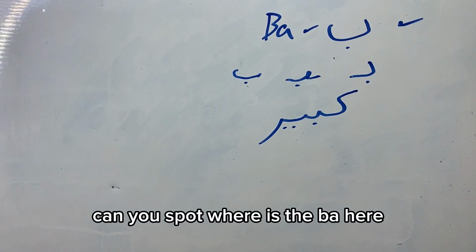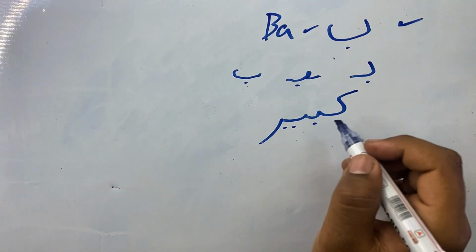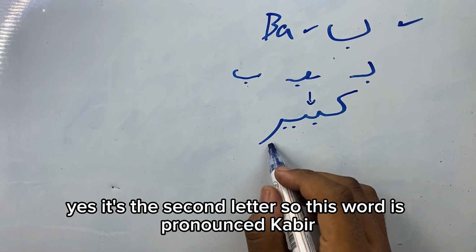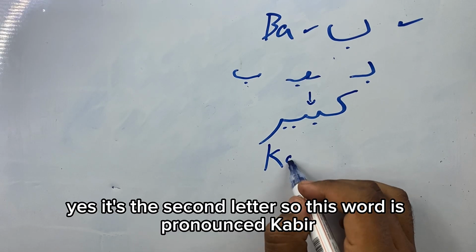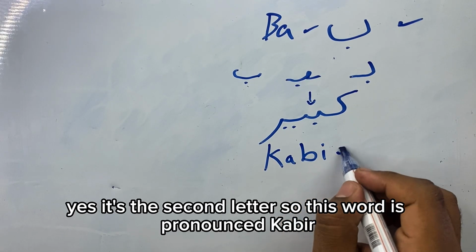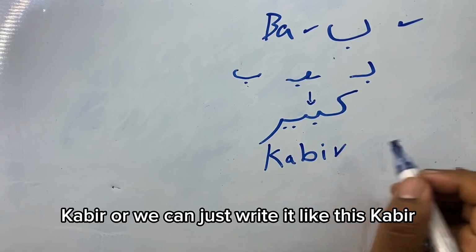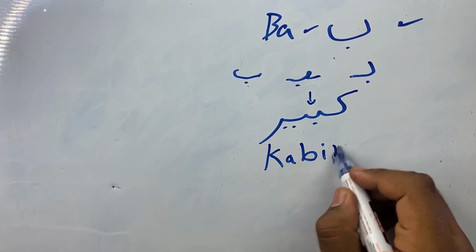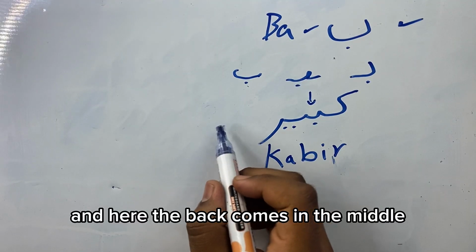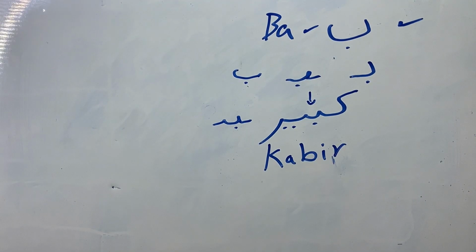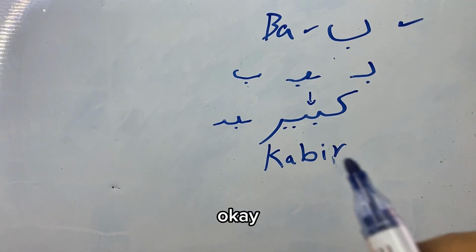Can you spot where the Ba is here? Yes, it's the second letter. So this word is pronounced Kabir. Or we can just write it like this, Kabir. And here the Ba comes in the middle, so that's why we have this form. Okay?